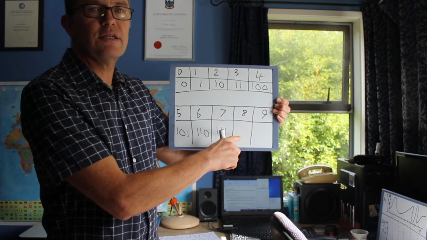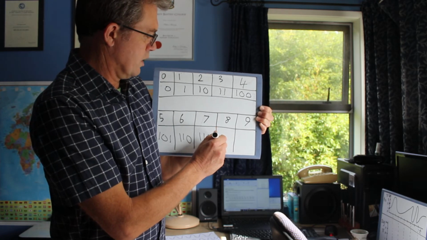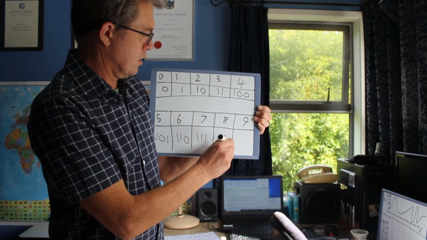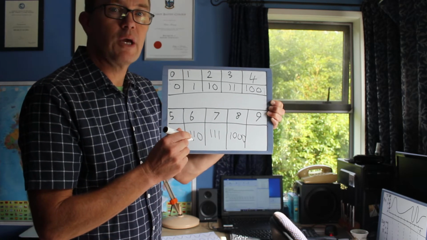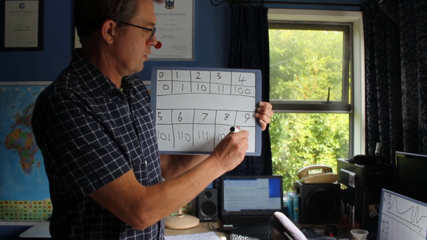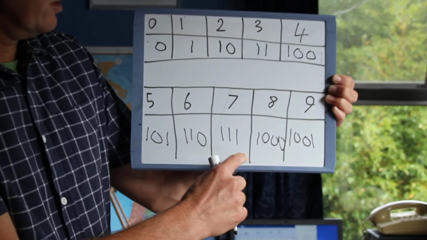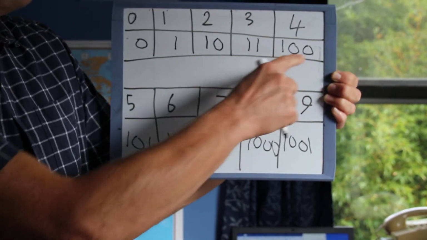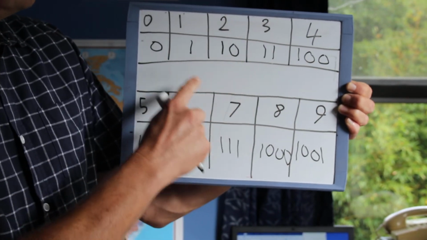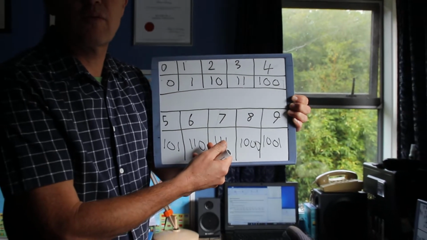To express 8, it's going to be a 4-bit number, so it's going to be 1, 0, 0, 0. And you can probably work out what the next one will be. For 9, it'll be 1, 0, 0, 1. So that's 4-bit, 3-bit, 2-bit, and 1-bit numbers. Hopefully you understand that quick summary.